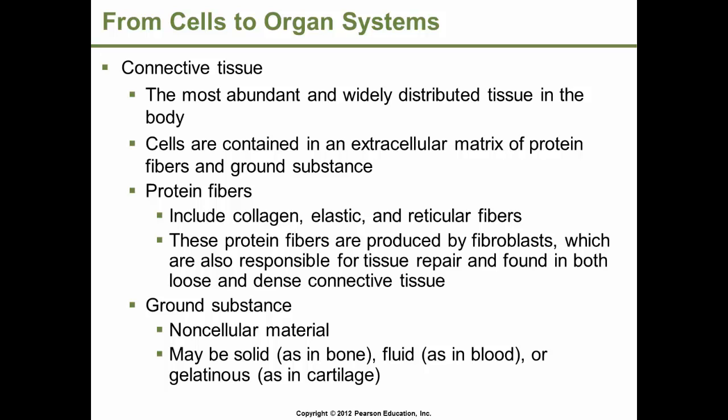Ground substance is a non-cellular matrix. It may be solid, such as in bone, fluid, such as in blood, or have a gelatin composite, such as that found in cartilage. This ground substance will be secreted by connective tissue cells themselves, or by nearby cells.